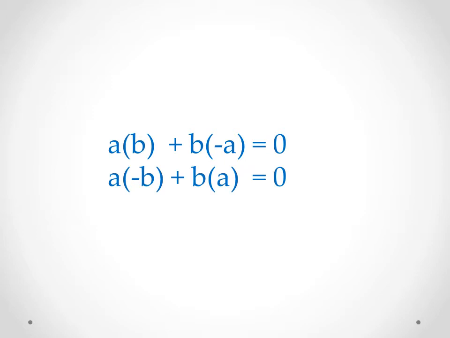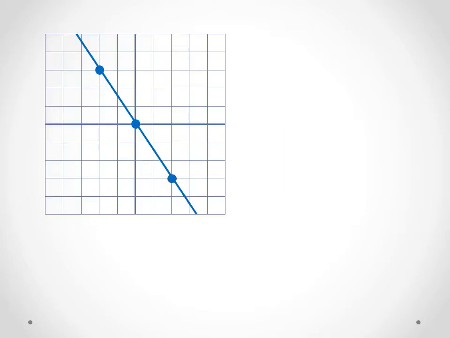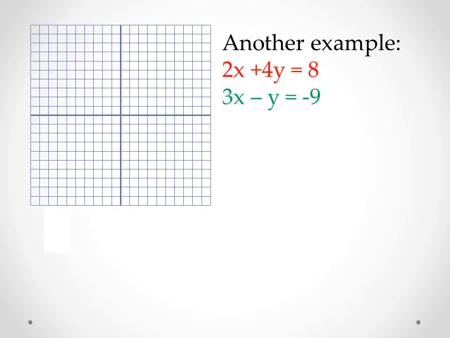They equal 0. Okay, specific numbers. We end up with 2, negative 3, and negative 2, 3. We have our two. We can go ahead and plot them. And we also have 0, 0, because that's how we can plot it in that case.